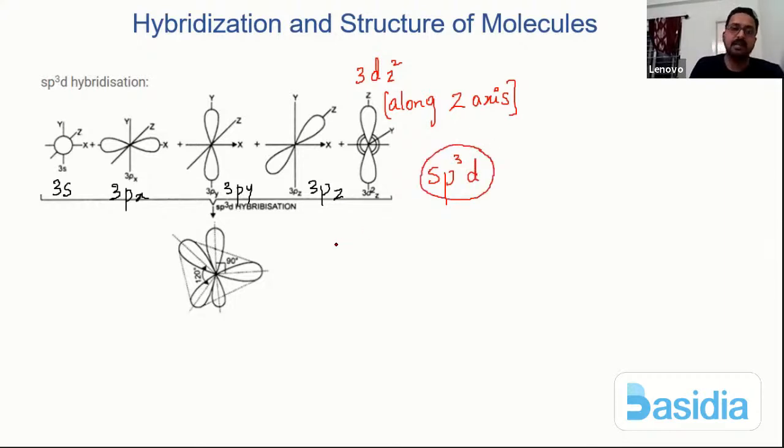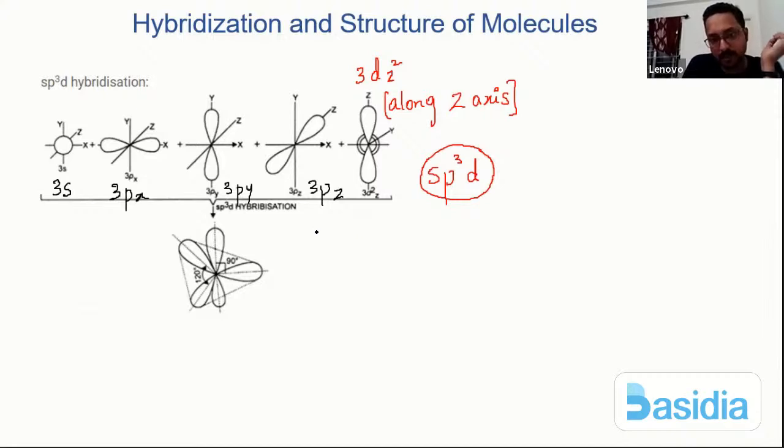SP3D hybridization. Obviously, I am going to take an example and explain it, so let's not worry about it. Okay, SP3D hybridization. Now, what exactly is the shape of this SP3D hybridization? Let me try to explain it with an example.